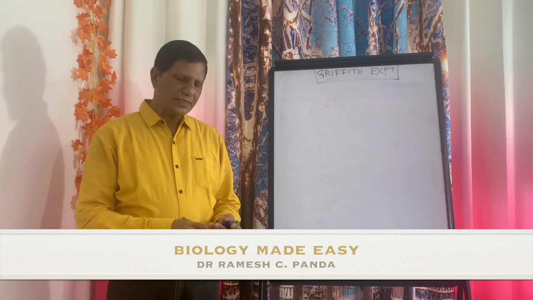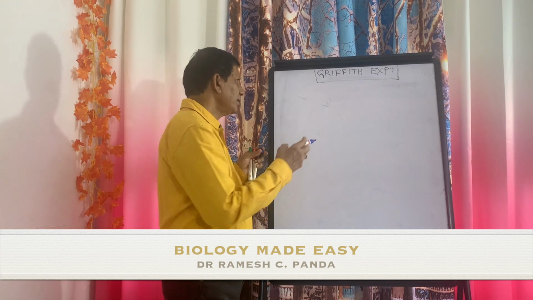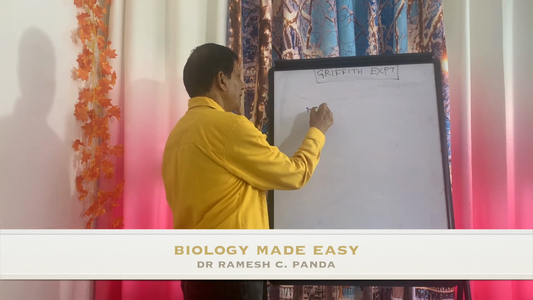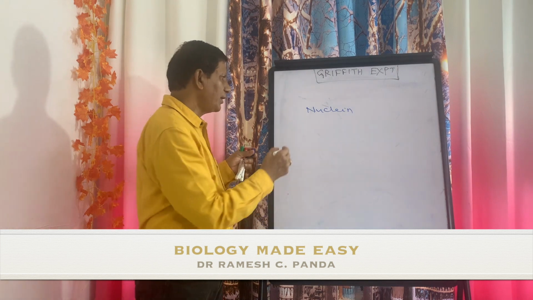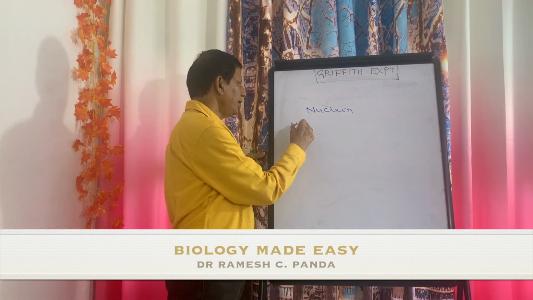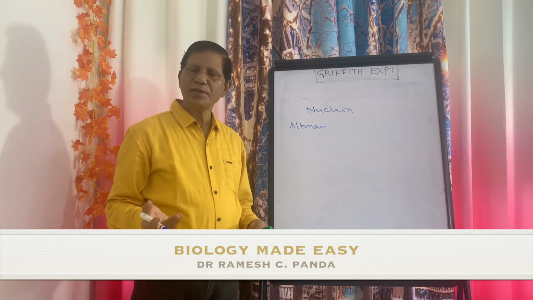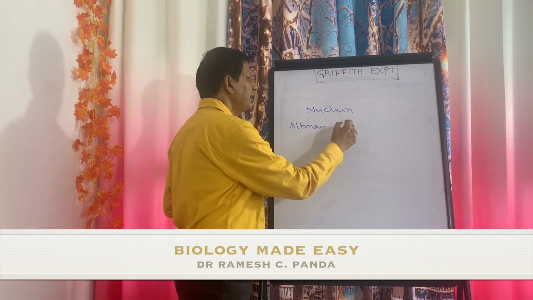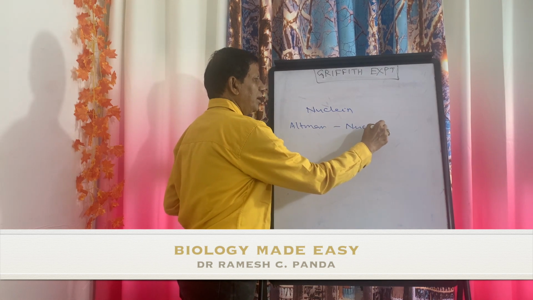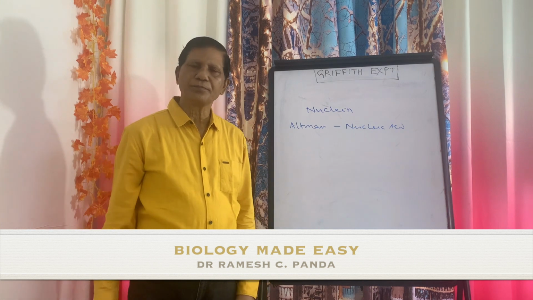During 1869, Frederick Miescher discovered nuclei from the pus cells, and ultimately Altman found that this is present inside the nucleus and is acidic in nature, so he gave the name nucleic acid. But what is the function of this nucleic acid was not known.